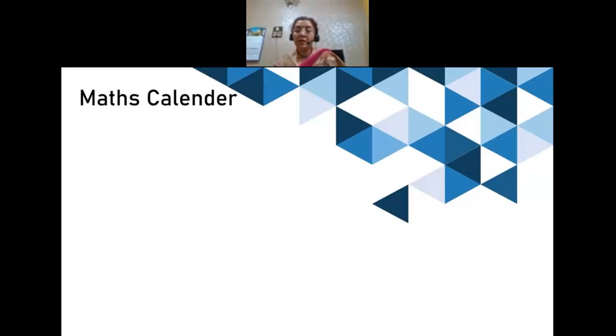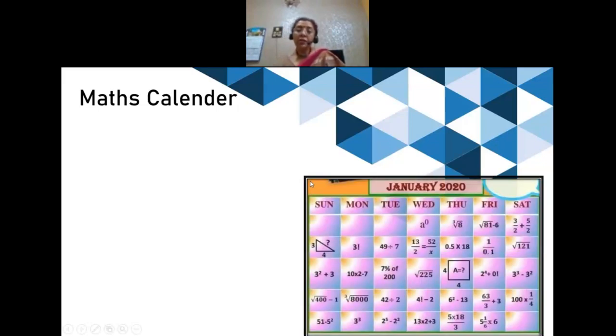Now, you can ask the students of group 1 to create the calendar of January by using square root, cube root. Group of February: make the calendar of February by using percentage, fractions. Third group, by using decimal and linear equation. Fourth group, by Pythagorean theorem and trigonometric values. Fifth group, by cube root and linear equation in 2 variables.